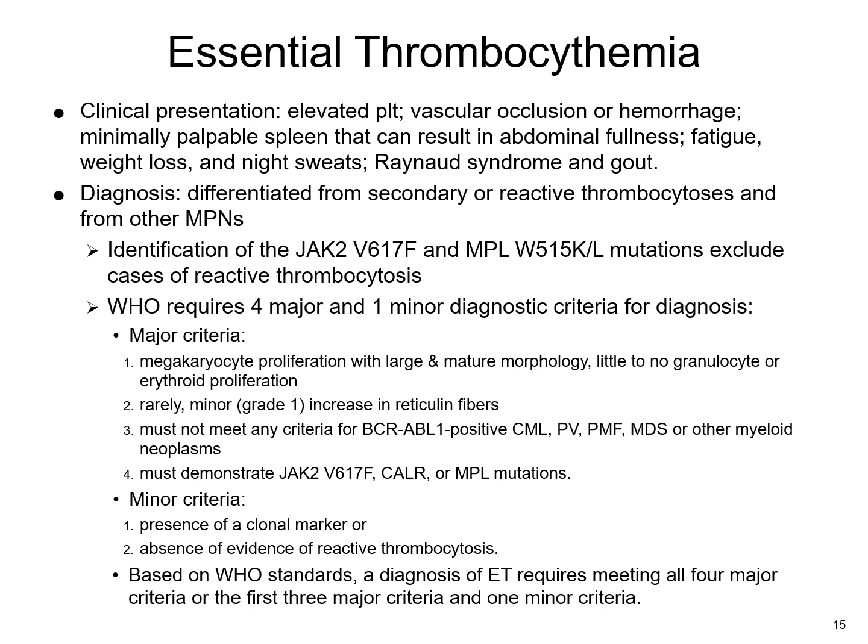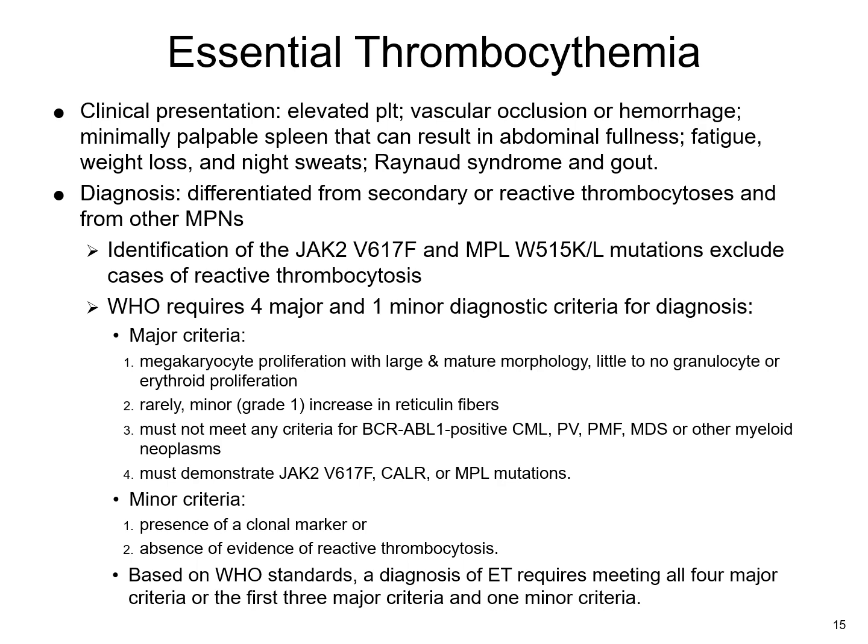A diagnosis is going to include the fact that you're going to have to differentiate essential thrombocythemia from other secondary or reactive thrombocytosis and other myeloproliferative neoplasms. So WHO requires 4 of the major and 1 minor diagnostic criteria for an actual diagnosis. That would mean they need to meet all 4 major criteria, or the first 3 of the major and 1 of the minor criteria.